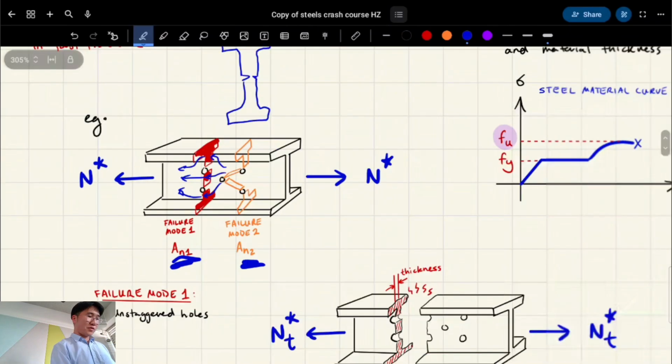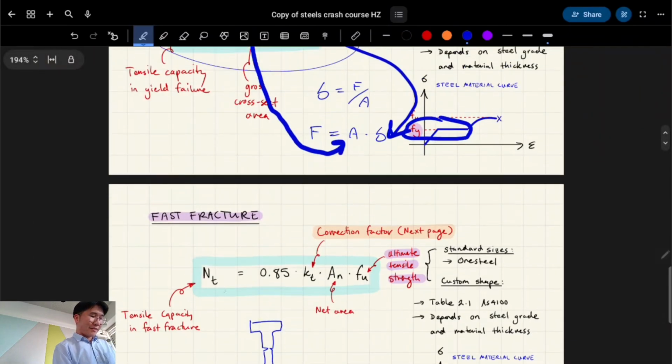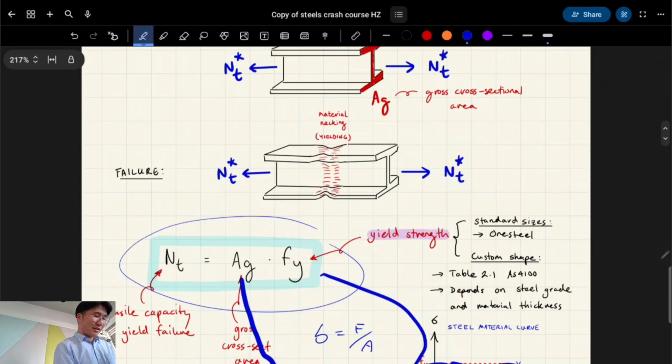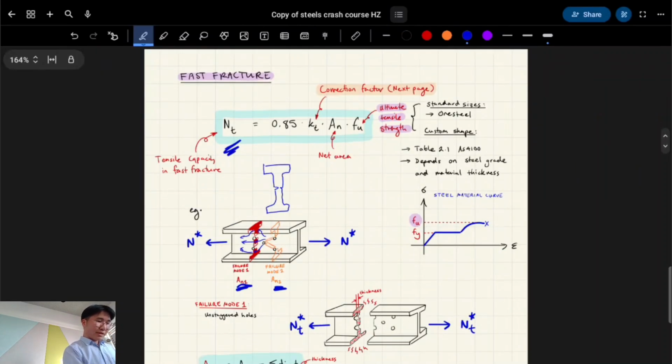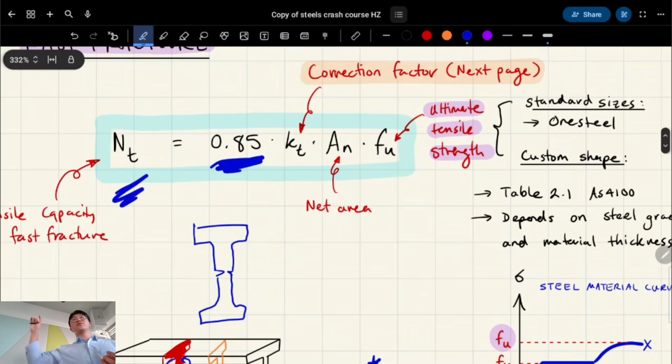And then even between that, we have to consider both fast fracture failure and yield failure, and then the lesser of the two will govern, right? The worst case scenario, the weakest one will be what causes it to fail. Does that kind of make sense, guys? This 0.85 is like a brittle reduction factor, because it's a brittle type of failure. It just happens suddenly.